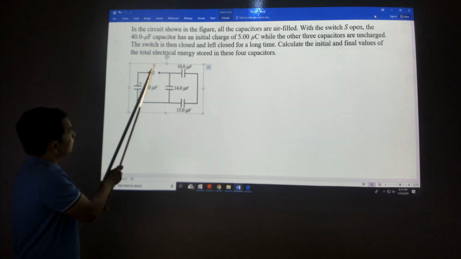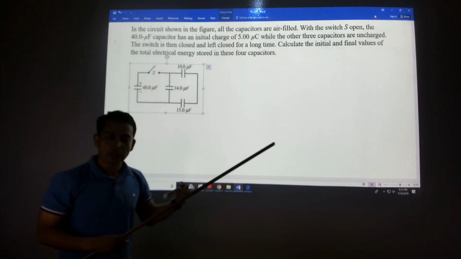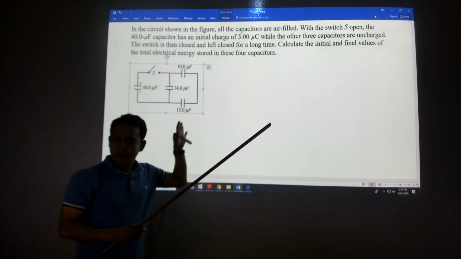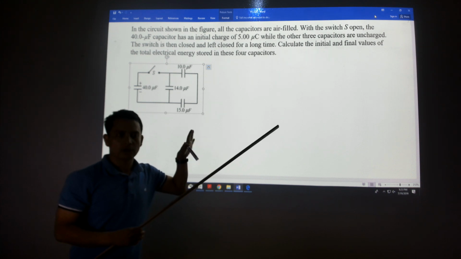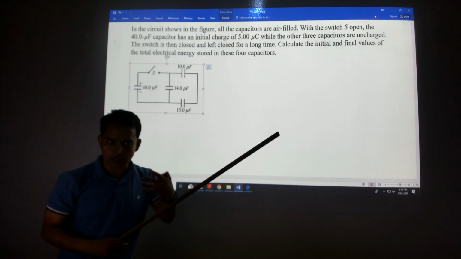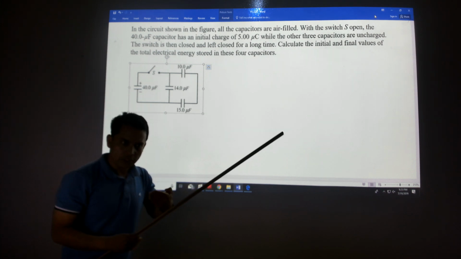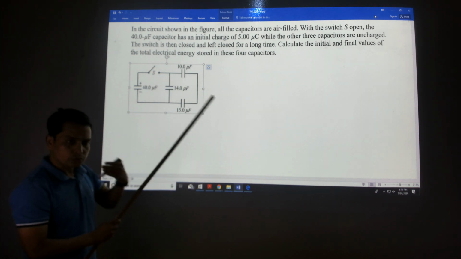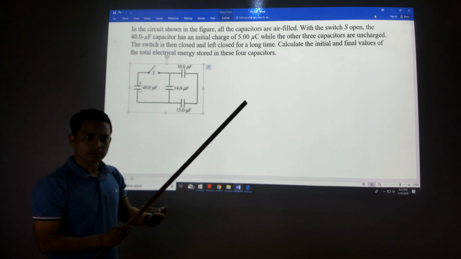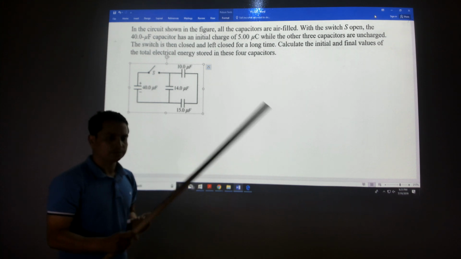When the switch is now closed, the charge will be redistributed. Then you have to find out the final charge on all these capacitors, on the system, or on all 4 capacitors. So you have to find the initial charge of the system and the final charge of the system. The initial means before the switch is closed, and the final means after the switch is closed.